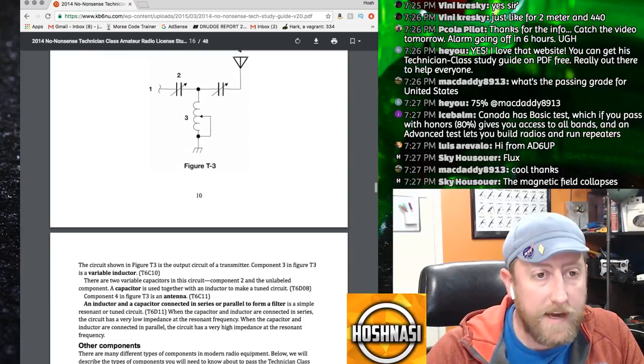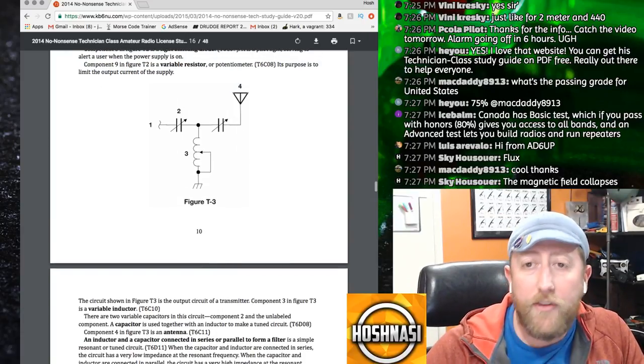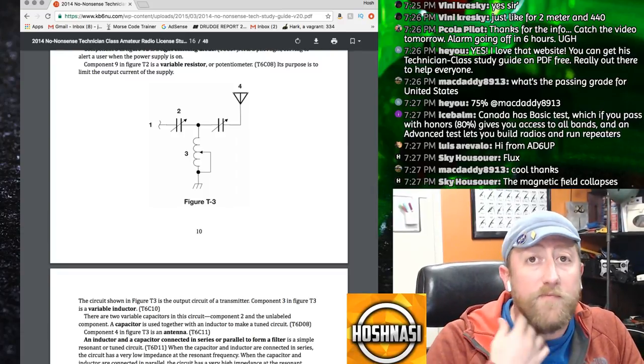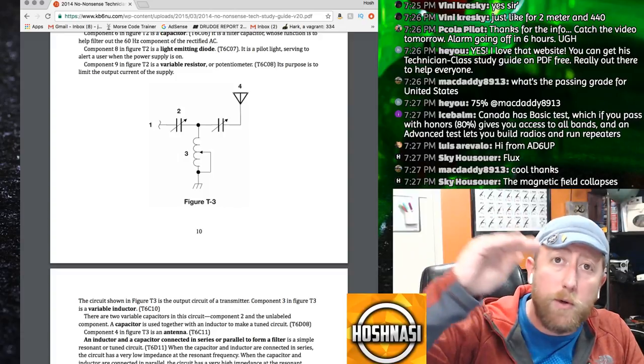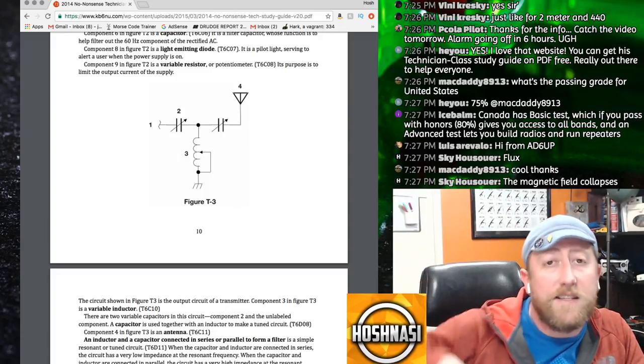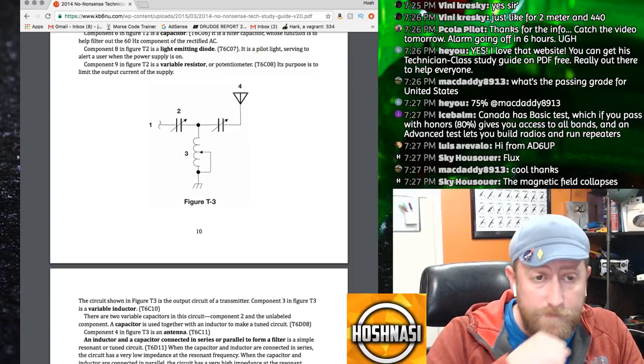Okay, so what else we got? Ooh, there we go. So 4 is an antenna. Some of these things are going to be really easy to remember. An antenna always kind of looks like a speaker, and it's usually towards the top, towards the right-hand side of diagrams. That's not always the case, but that's been my experience.